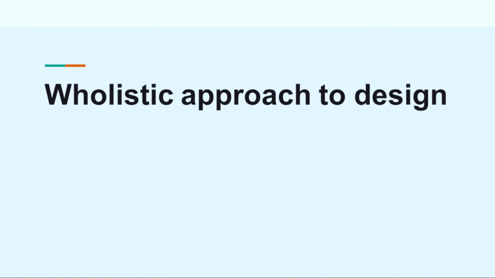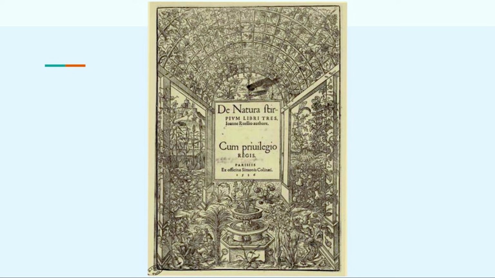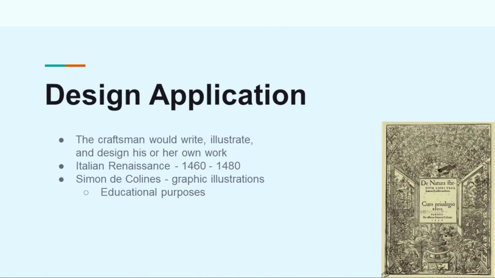All right, so a holistic approach to design. What we saw take place in the Italian Renaissance was this holistic approach to design. What became known during this time period, the 1460s to the 1480s, and extending on either side, was craftsmen would write, illustrate, and design his or her own work. So what they would do is they would start out by writing the work, and then they would illustrate the work, and then they would assemble it all and design it into one complete work.